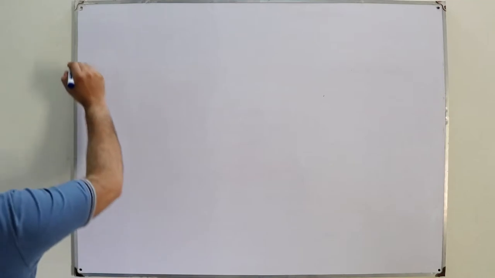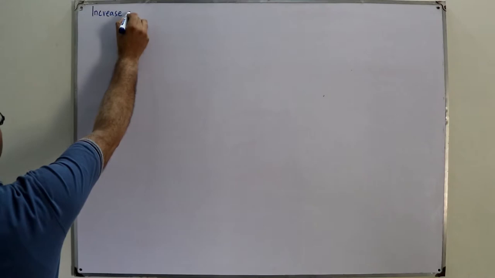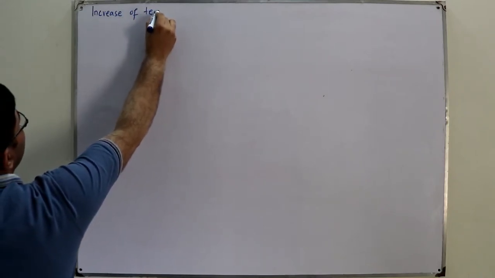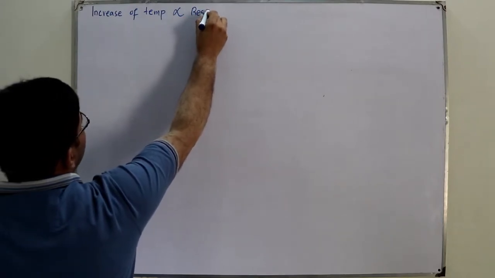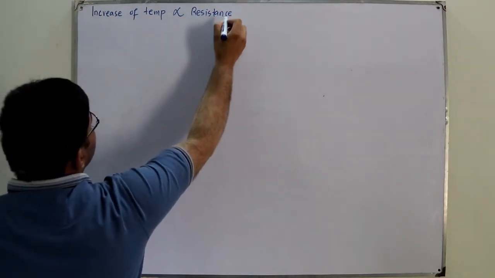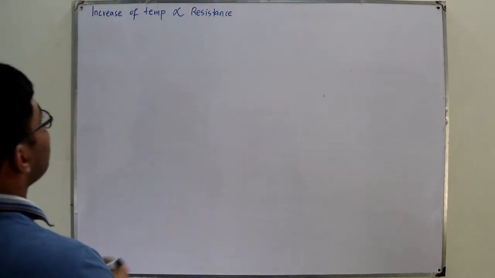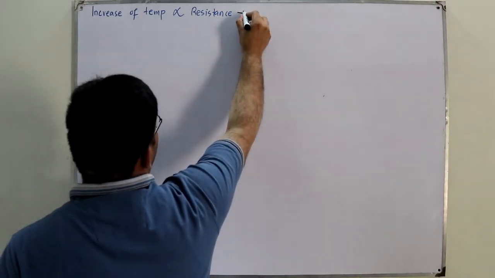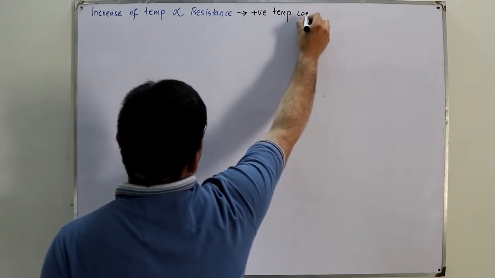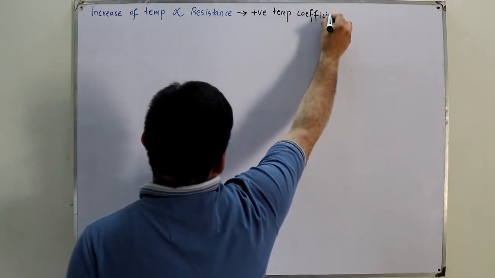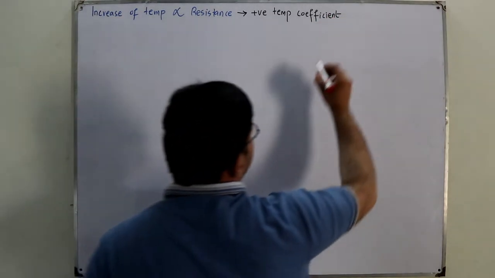So the point is that if you increase the temperature, and with the increase in temperature the resistance increases, which means the increase of temperature is directly proportional to the resistance of the material, it is said to have a positive temperature coefficient. Positive temperature coefficient. Fine. And the example of this is conductors.